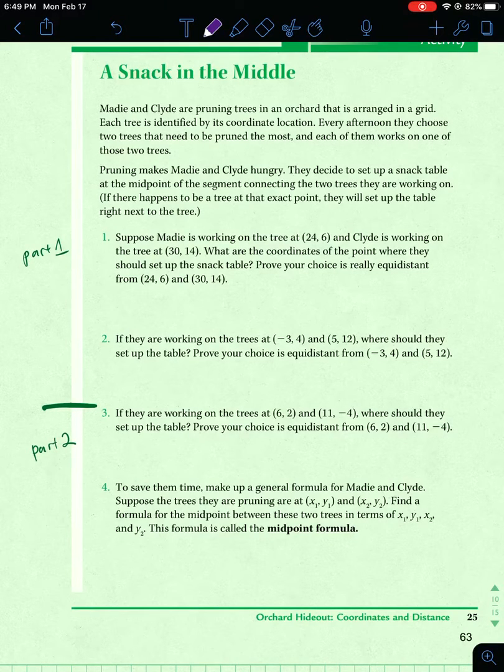This video will go over a snack in the middle, at least questions 1 and 2. The second part will be for another day, going over parts 3 and 4.